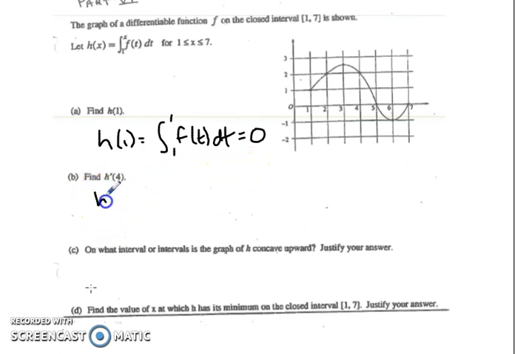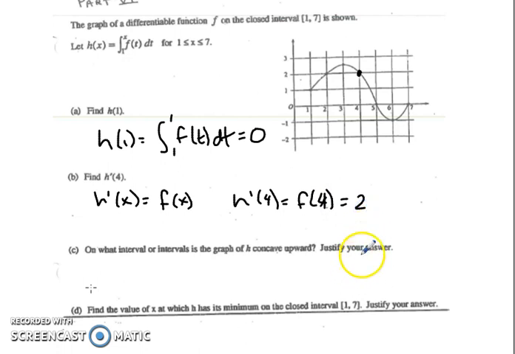H prime of 4, you have to differentiate your expression here. So h prime of x is really just equal to f of x. And h prime of 4 will equal f of 4. And I have to read that off my graph. F of 4 equals 2. You don't have to show any work there either.